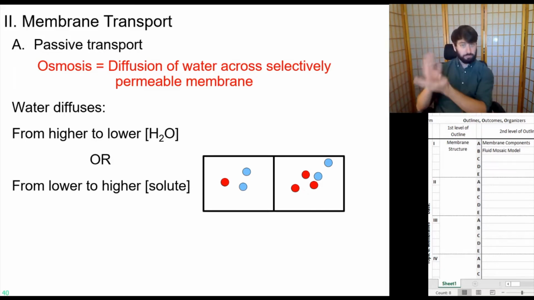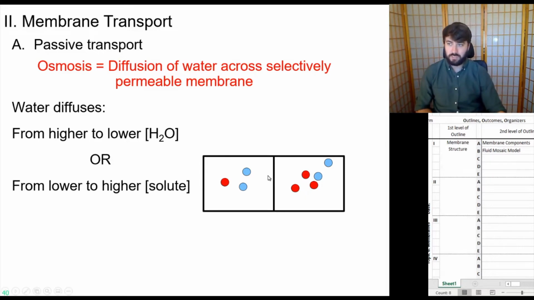Let's take our simple dot scenario here. We have one cell with 2 dots of water and 1 dot of solute. We have another cell adjacent to it with 2 dots of water and 3 dots of the solute. Now you have the same amount of water on both sides of the membrane, 2 dots. However, the right side here has a lot more solute. So what's going to happen?